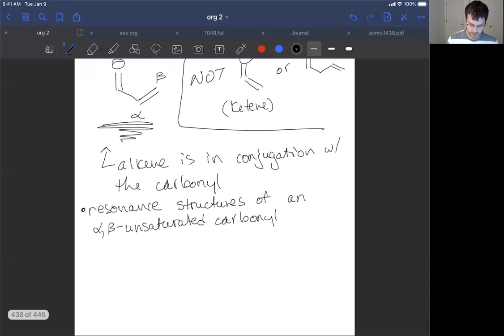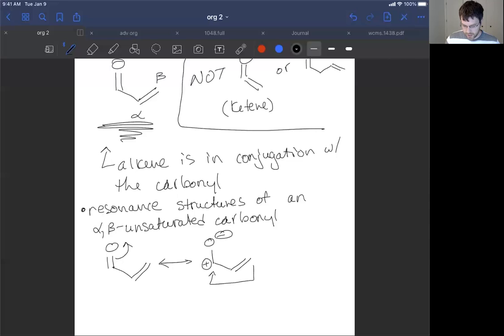To do that, we start with our best resonance structure, which is the neutral form. All the charges are accounted for. Everything's taken care of. And we draw some resonance structures where we first lift the carbonyl pi bond up and onto the oxygen atom, putting a negative charge at the carbonyl oxygen and a positive charge at the carbonyl carbon.